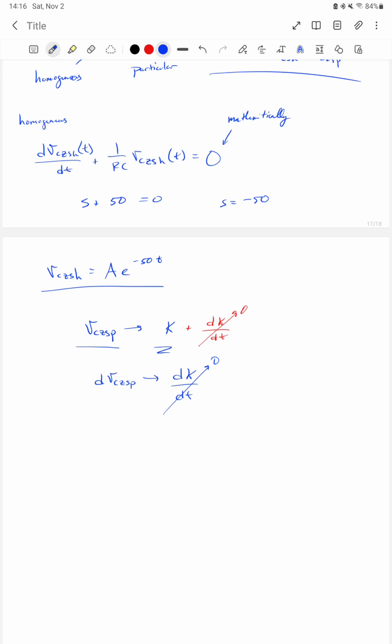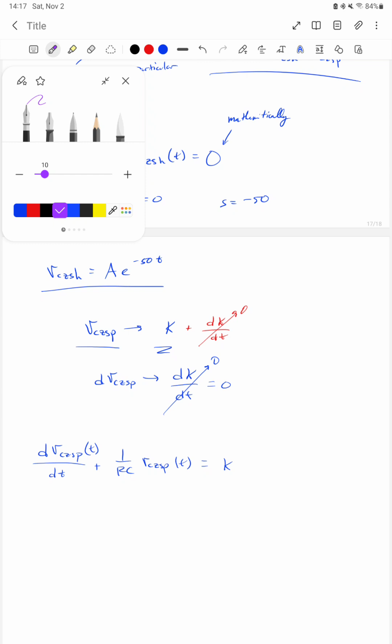So this is 0. Now let's plug this whole thing back into our differential equation. So you've got dVC0 state particular over dt plus 1 over RC times VC0 state particular. Technically, I should have been putting these t's. This is equal to k, right? Now let's substitute. Let's substitute with purple.